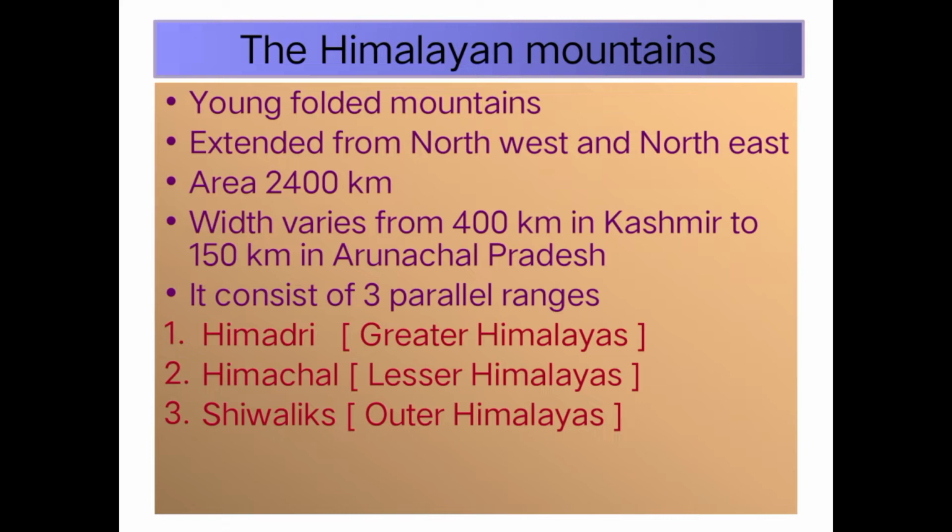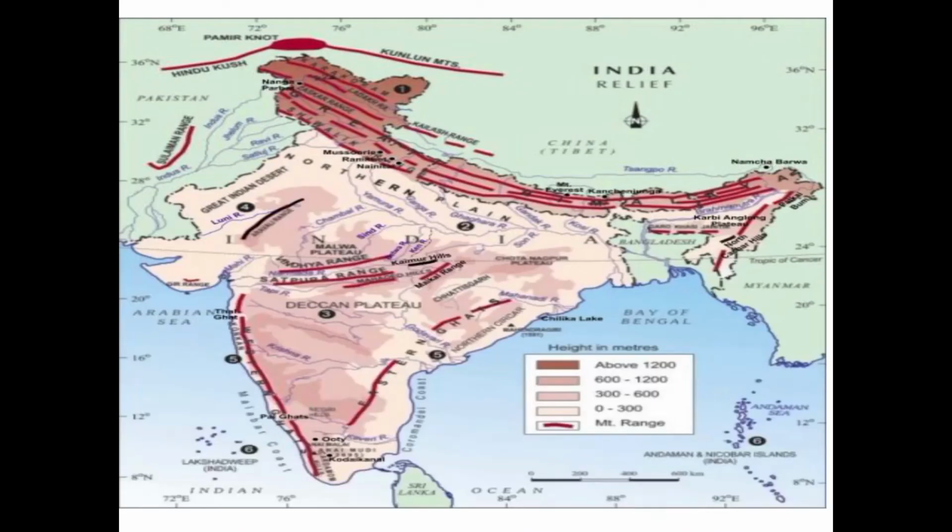The Himalayan Mountains are the young folded mountains extending from northwest to northeast, covering an area of 2,400 kilometers. The width varies from 400 kilometers in the Kashmir region to 150 kilometers in Arunachal Pradesh. It consists of three parallel ranges: Himadri, the greater Himalayas; Himachal, the lesser Himalayas; Sivaliks, the outer Himalayas. We can see the dark brown region here, the three parallel ranges of the Himalayas.